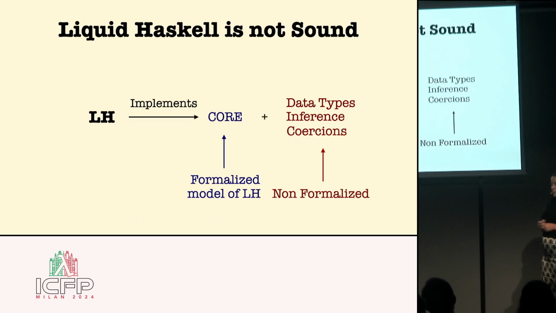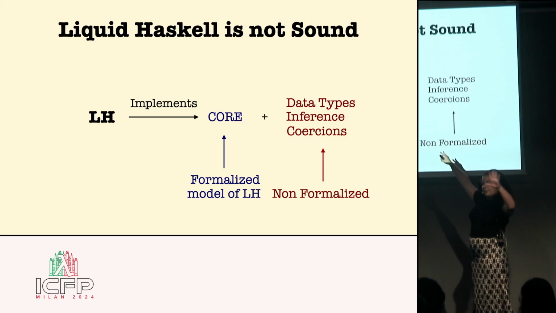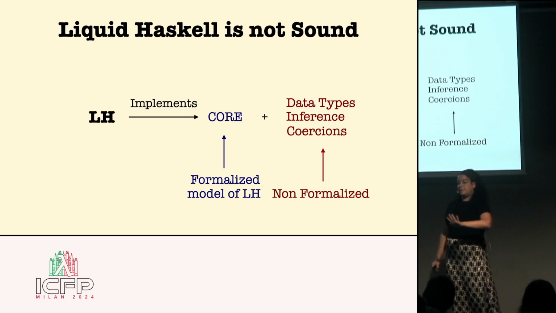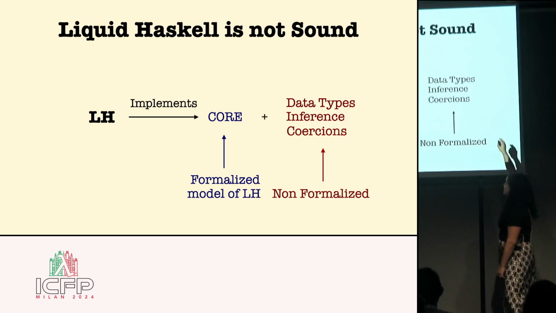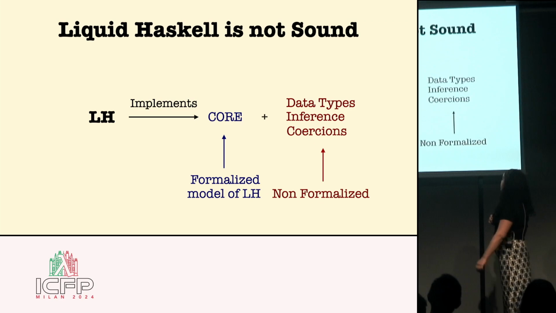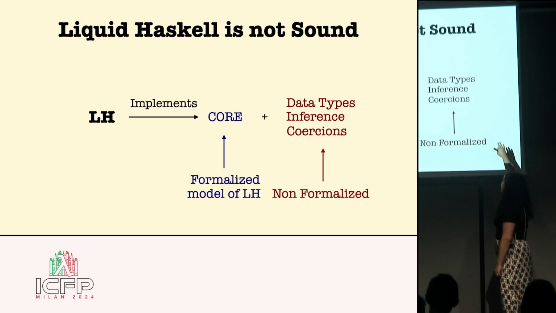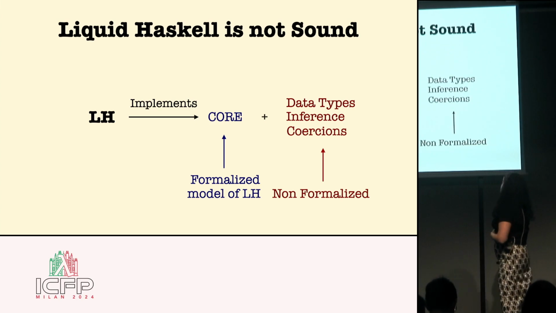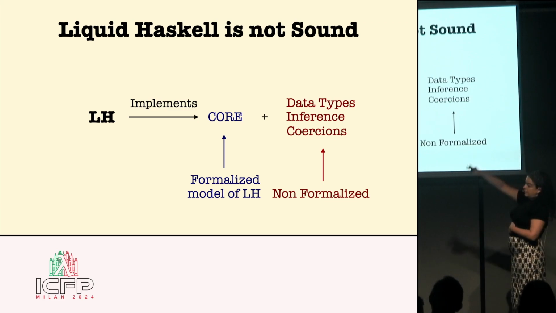And so the explanation for that is that Liquid Haskell implements some core, the core that we mechanized in Liquid Haskell. So we have high trust in the inductive rules defined there. But it also implements data types, which we haven't mechanized yet. We haven't mechanized the coercions that exist in GHC. They exist right now, Liquid Haskell sees them and operates on them, but we don't really know what is happening there. And we haven't mechanized inference that happens in liquid types, right?